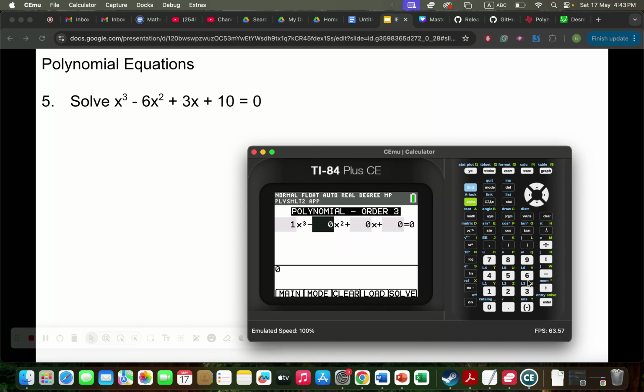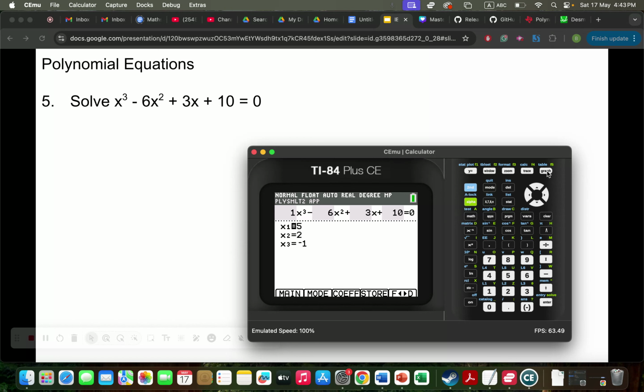I'll press enter, then I'll press 6, I'll press enter, then 3, press enter, then plus 10, then I'll press enter. Then I'll solve it, and there we go. You should have three unique answers for x, which is 5, 2, and -1. And there we go. That gives you the answer for this polynomial equation.